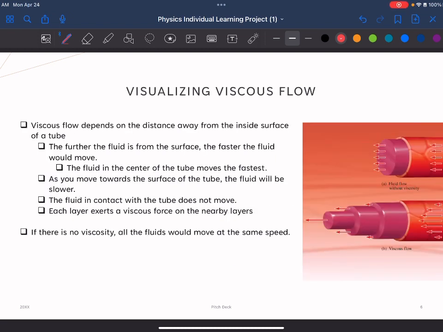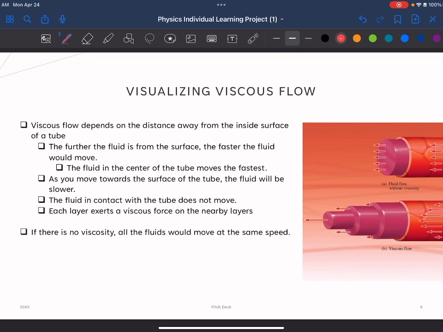So, visualizing our viscous flow. In a viscous flow, the center of the fluid will flow faster than the outer sides. The center will have the fastest flow, while the very outside will have our slowest flow, and the fluid that is in contact with our tube will not have any movement. Each layer will exert a viscous force on each other.